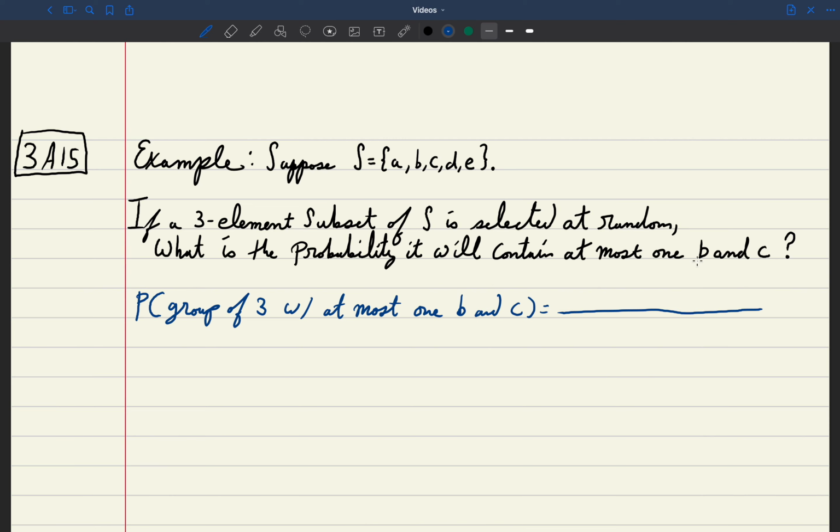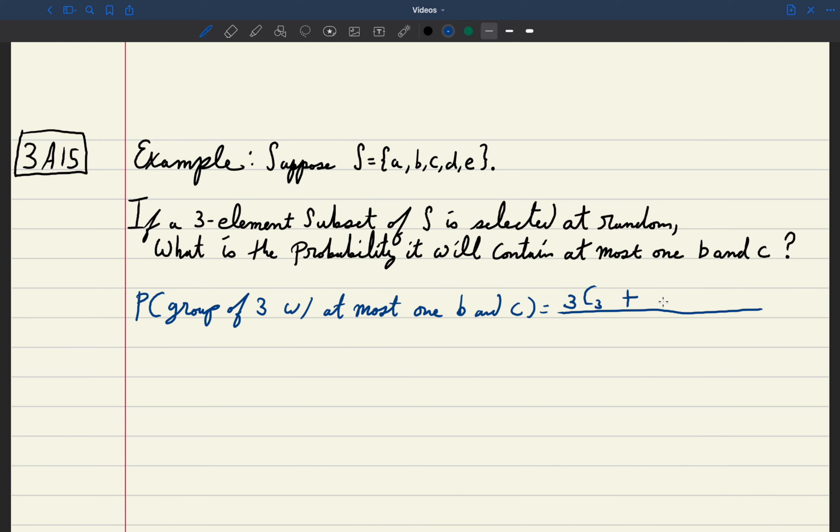So it's at most 1 of B or C. Since it's at most, we could have 0. So I might first suggest that we could have a group of 3 that doesn't have a B or a C in it. That would be A, D, and E. And how many groups of 3 could we make of that? Well, that would be 3 choose 3. There's 3 other items, and we choose all 3 of them because we're going to make a 3-element subset. So this would be 3 choose 3 different ways that that can occur. That is the scenario in which we don't have any B or C.